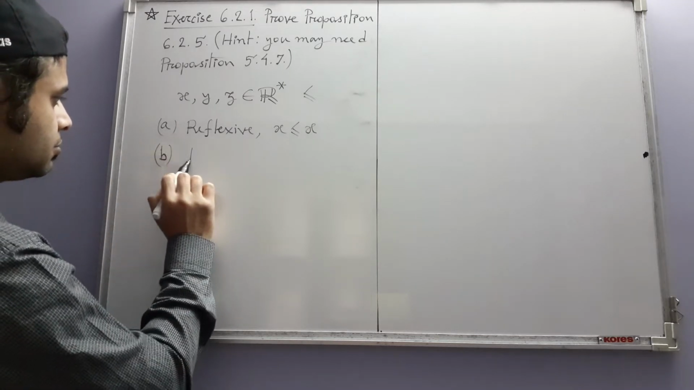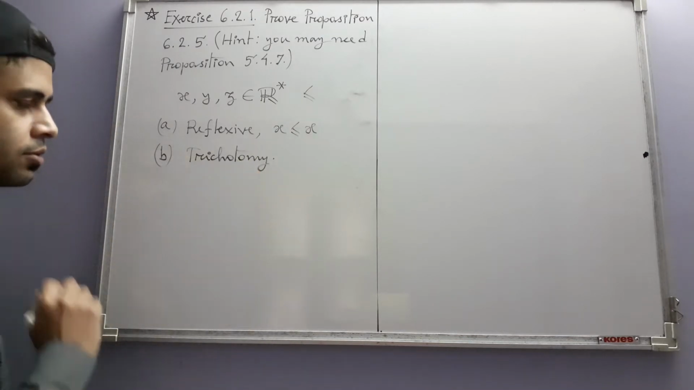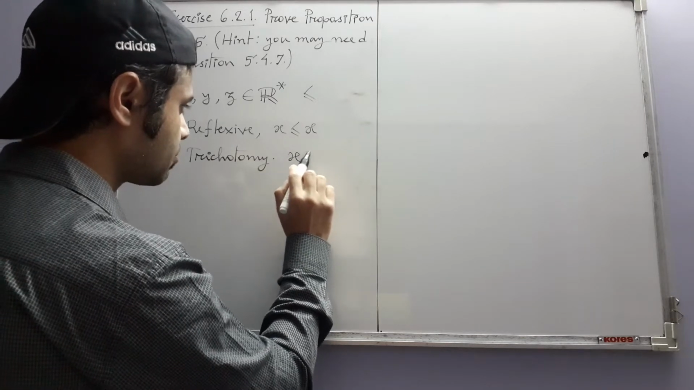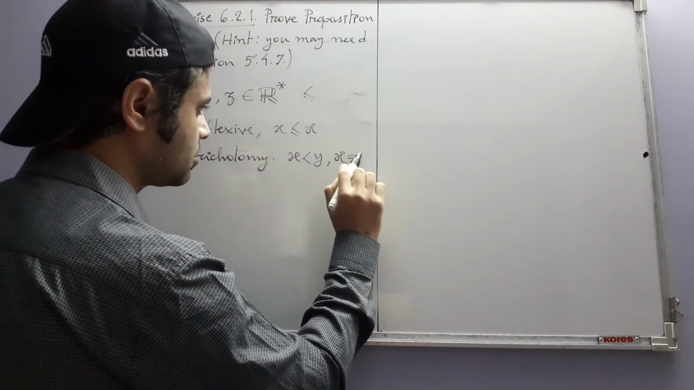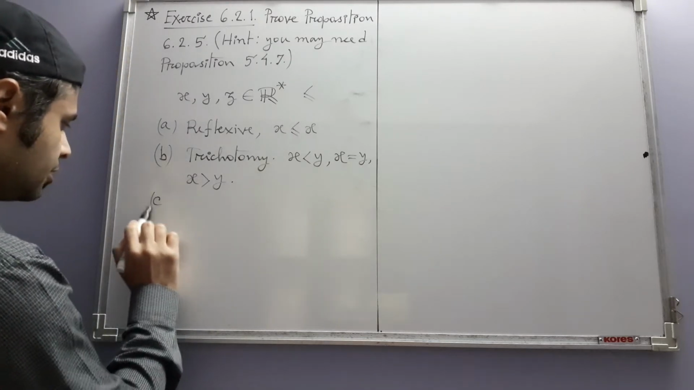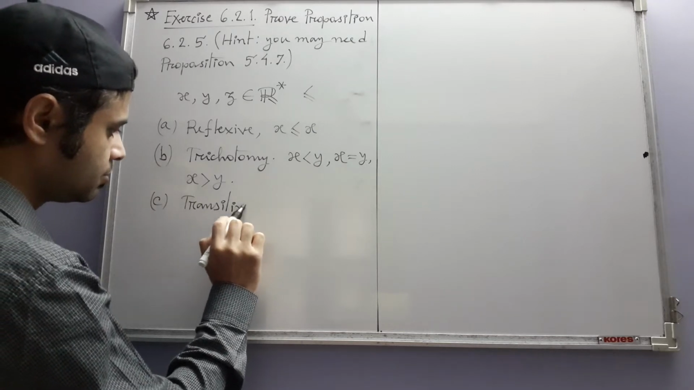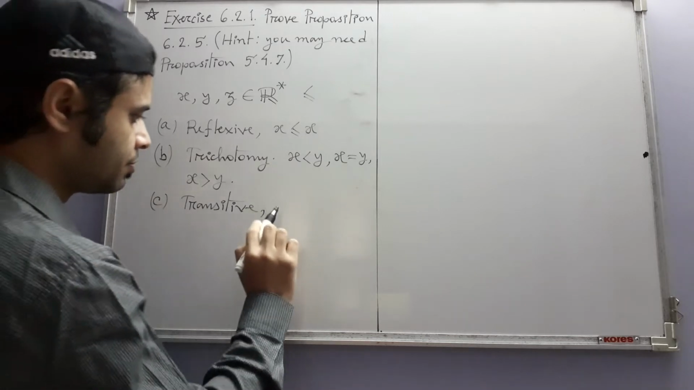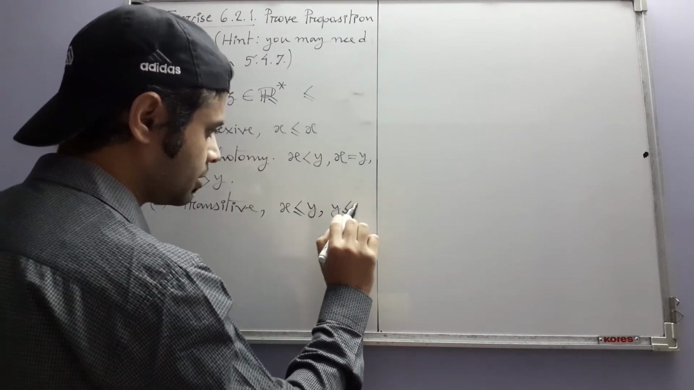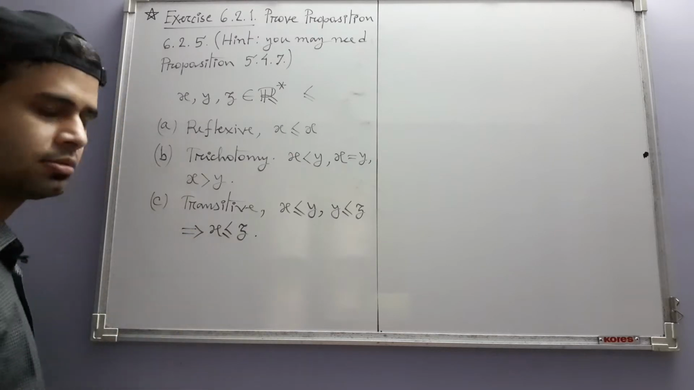Then in part B, we have to prove trichotomy, that is, exactly one of these three statements is true: x less than y, x equal to y, and x greater than y. Then in part C, we have to prove that this relation is transitive, that is, if x is less than or equal to y and y is less than or equal to z, then x is less than or equal to z.